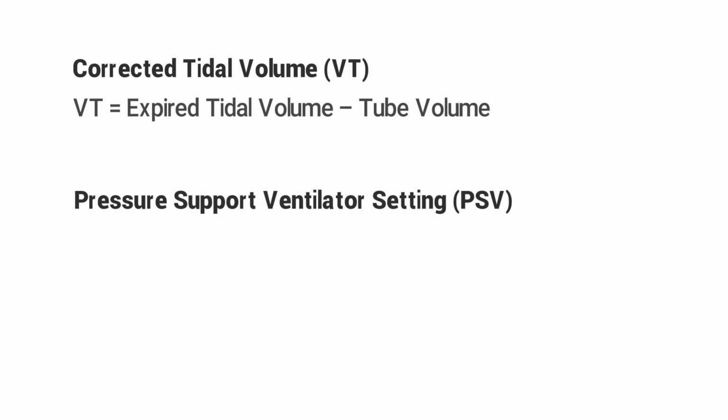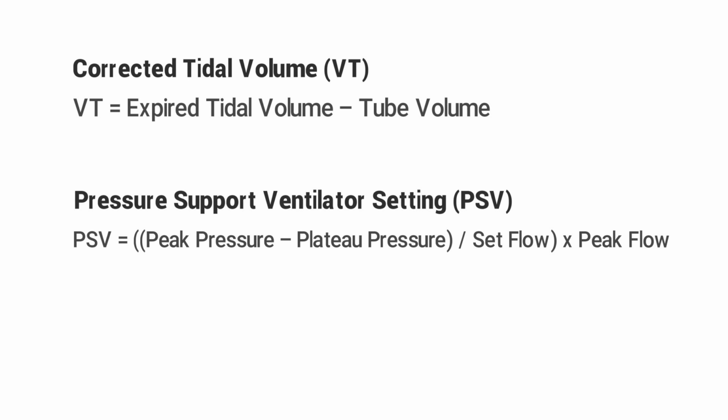Pressure support ventilator settings. To calculate the pressure support setting, you would say the peak pressure minus the plateau pressure divided by the set flow. Then you multiply that number by the peak flow, and that will give you the pressure support setting.